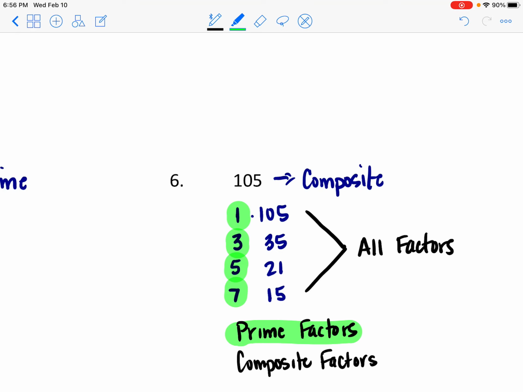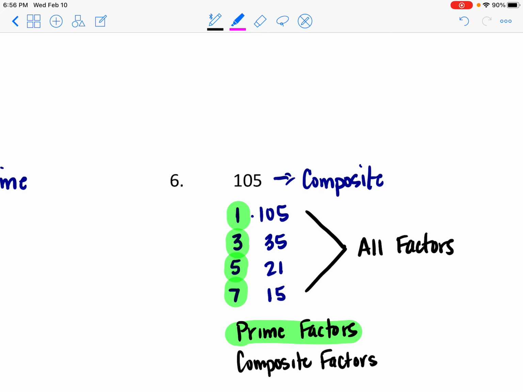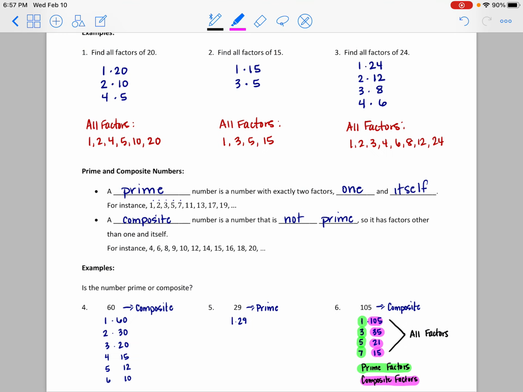And then my composite factors are the ones that are divisible by other numbers, like 15 is a composite number because 3 and 5 go into it, and so is 21, and so is 35, and so is 105. Those are all divisible by other numbers. Okay, so you should be able to list all of the factors, and then making that list, you should also be able to tell me which ones of the factors are prime and which are composite. All right, let's try some.